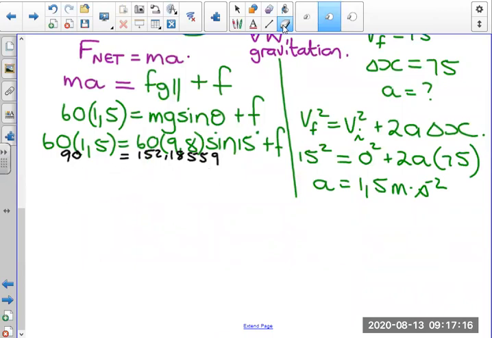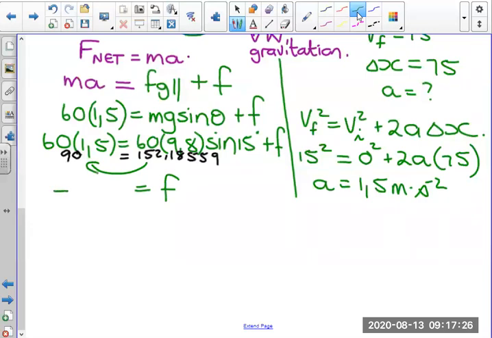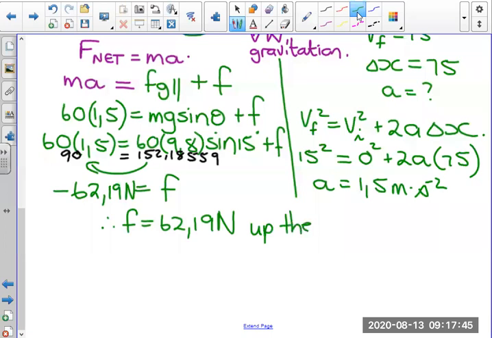Okay, so for instance, I'm leaving the friction force on that side. And if I take this one to that side, then I get the answer of minus 62,19. Let me just check, 62,19. 62,19 is the newtons. Therefore, friction force equals 62,19 Newton, and that would be up the slope. And then you will get all your answers, all your marks.